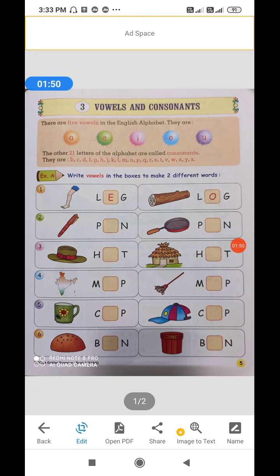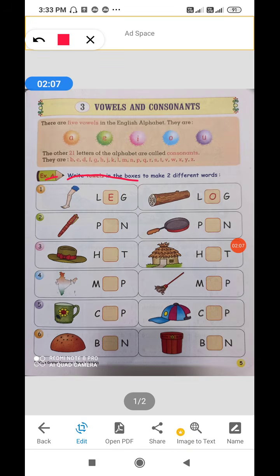Okay students, repeat with me. How many vowels are there? A, E, I, O, U. Only 5 vowels are there, and the other 21 letters are consonants. Very good. So, moving to exercise A.